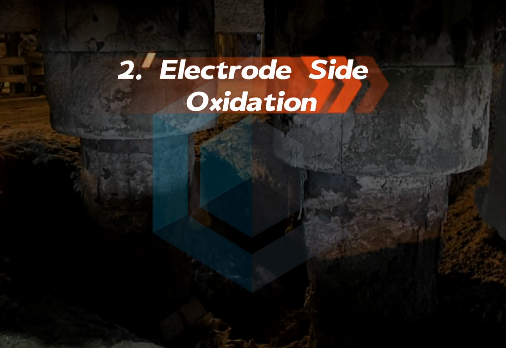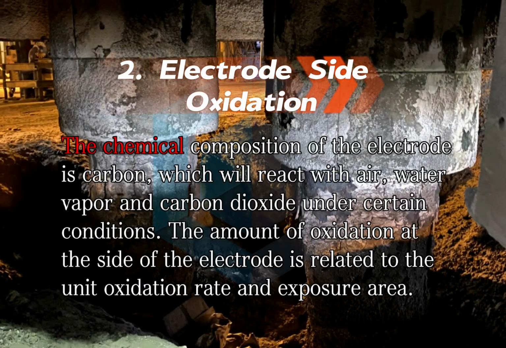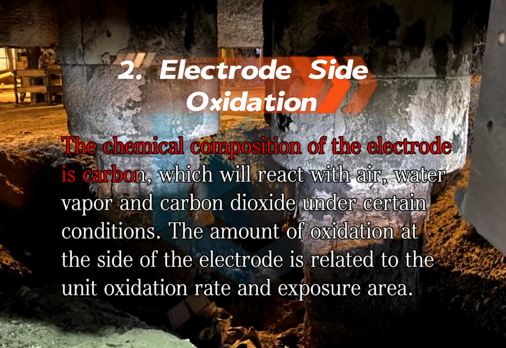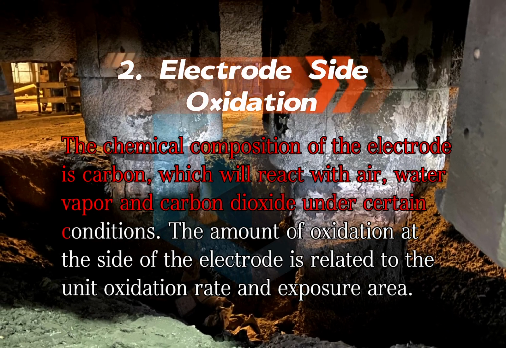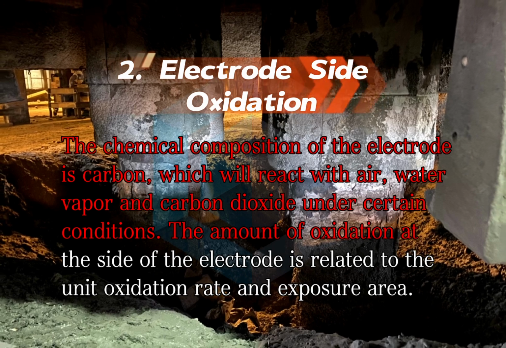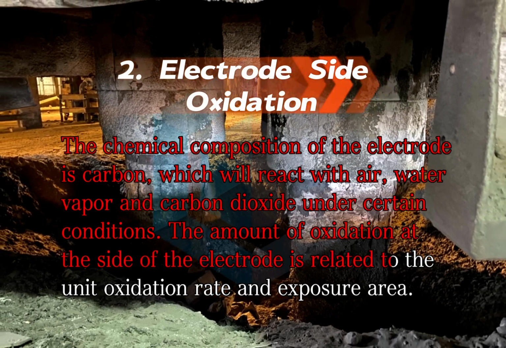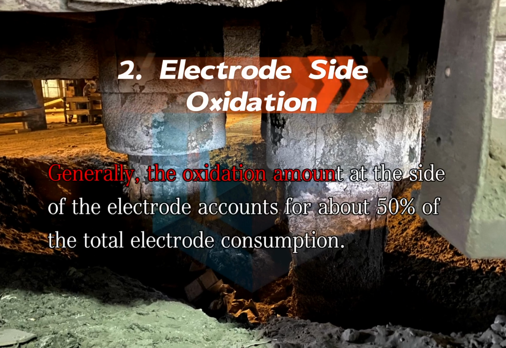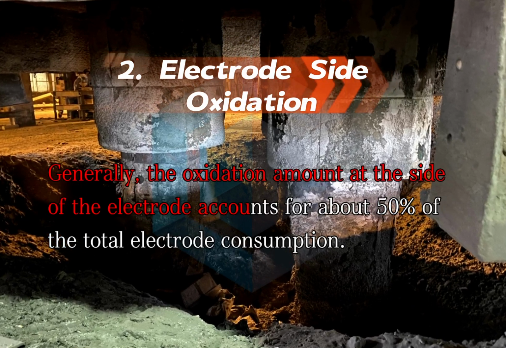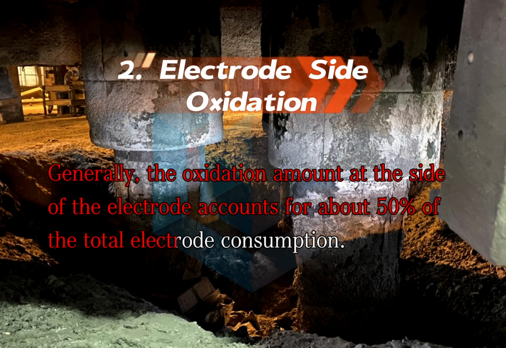2. Electrode side oxidation. The chemical composition of the electrode is carbon, which will react with air, water vapor and carbon dioxide under certain conditions. The amount of oxidation at the side of the electrode is related to the unit oxidation rate and exposure area. Generally, the oxidation amount at the side of the electrode accounts for about 50% of the total electrode consumption.